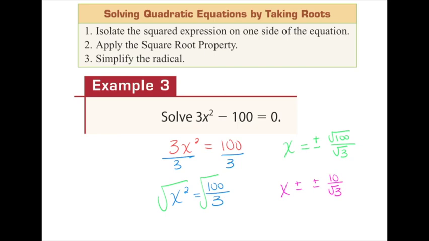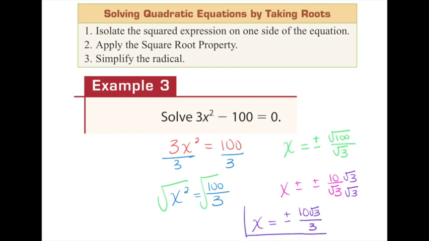And just like we saw when we were simplifying, we need to get rid of the radical that is in the denominator. So we're going to multiply the top and bottom by the square root of 3. So my final answer for this particular one is going to be x equals the positive or negative 10 square root of 3 over 3.